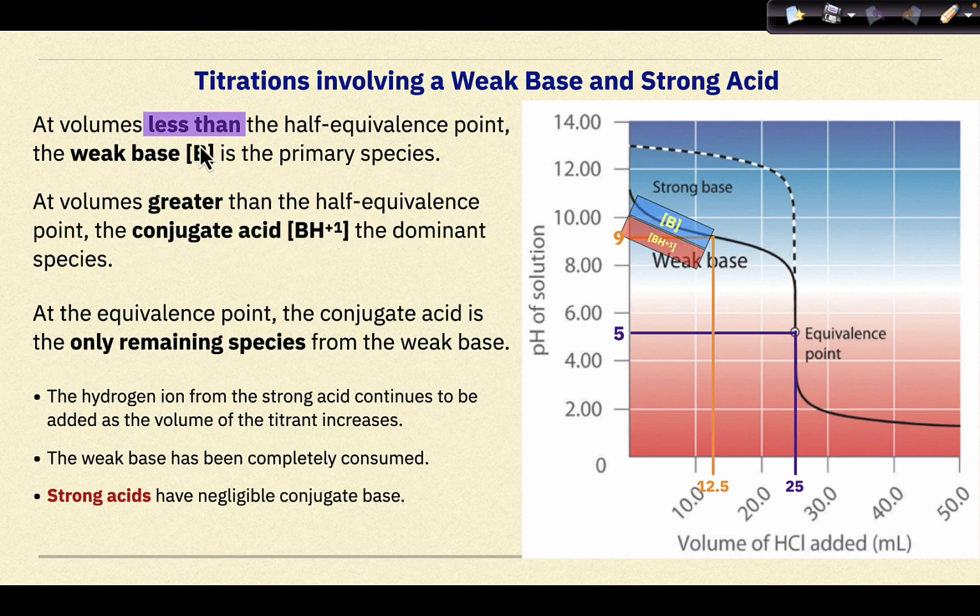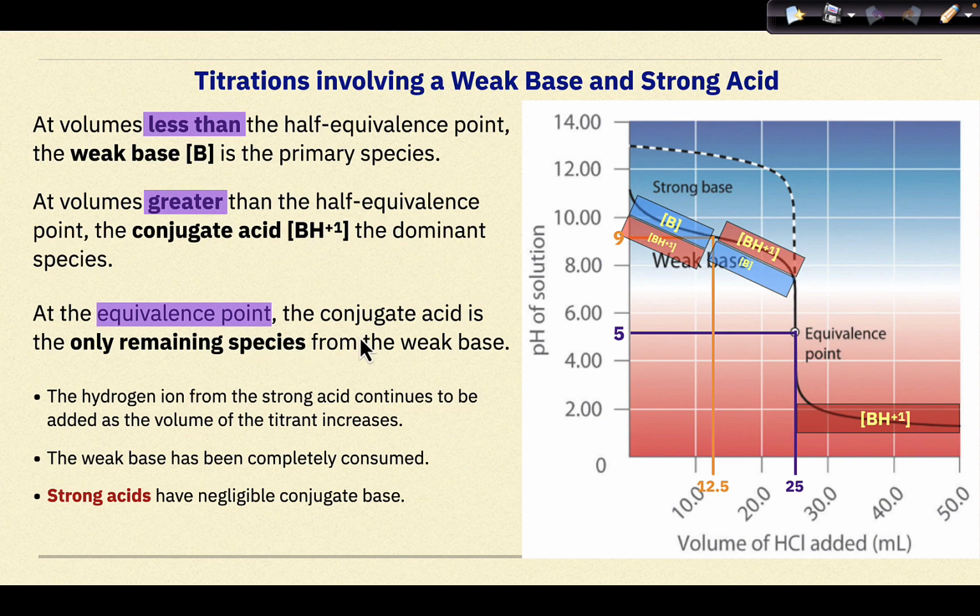At volumes less than the half equivalence point, the weak base is the primary species, and we can see that on the graph right here. At volumes greater than the half equivalence point, the conjugate acid, BH+, is the dominant species, and we can see that on the graph right here. So the concentration of BH+ is greater than the concentration of the weak base.